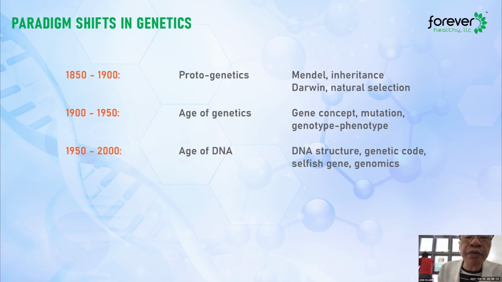So the paradigm is shifting. Before, they were only talking about Mendelian genetics, which is according to Mendel. And we came to the age of genetics where gene concept, mutation, and genotype have prevailed, that genes could evolve and genes are the very cause of diseases. But in the age of DNA, the genetic code can be changed, and with genomics there will now be a shift.